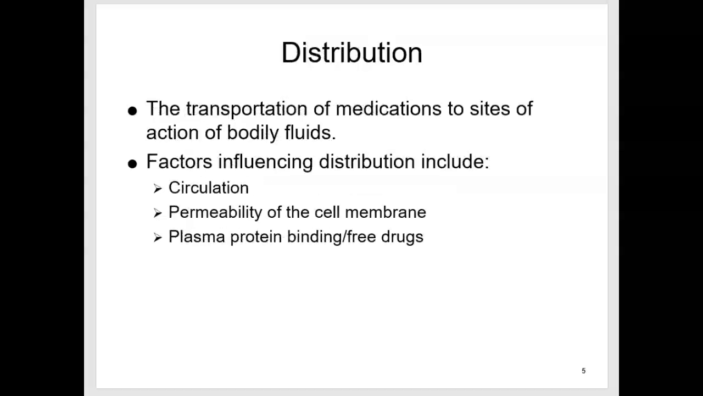The second phase of pharmacokinetics is distribution. Distribution is the transportation of medication to sites of action by bodily fluids. Factors influencing distribution include circulation, permeability of the cell membrane, and plasma protein binding.